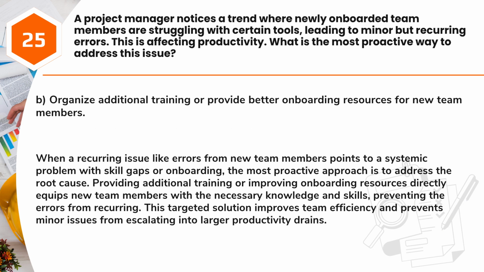Answer: B. Organize additional training or provide better onboarding resources for new team members. When a recurring issue like errors from new team members points to a systemic problem with skill gaps or onboarding, the most proactive approach is to address the root cause. Providing additional training or improving onboarding resources directly equips new team members with the necessary knowledge and skills, preventing the errors from recurring. This targeted solution improves team efficiency and prevents minor issues from escalating into larger productivity drains.